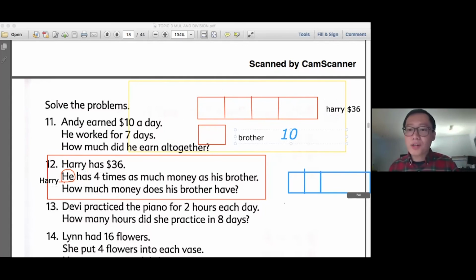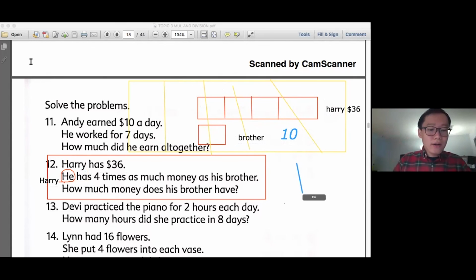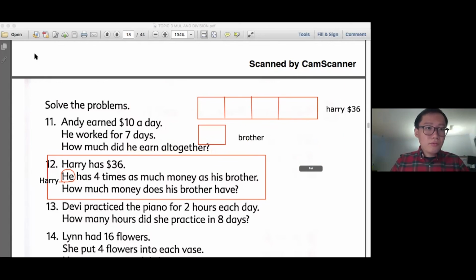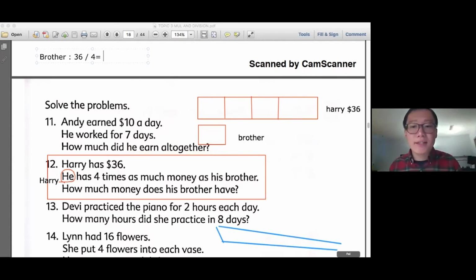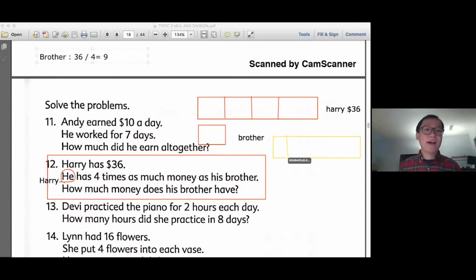Then from this model drawing, it's very clear. To get the brother, we have to use 36 divided by 4, right? Because Harry has 4 equal parts. So we can say brother is 36 divided by 4, right? For my computer, I use / as division, but when you do your exam, please use the traditional way, a line with 2 dots. Now 36 divided by 4, right? We need to think 4 times what number makes 36? Yes? 9. 9, good. So we can see his brother has $9, right?